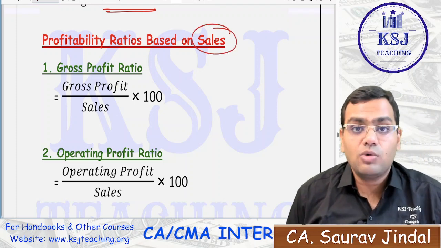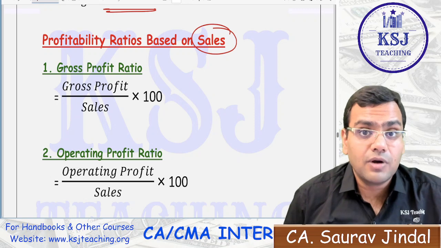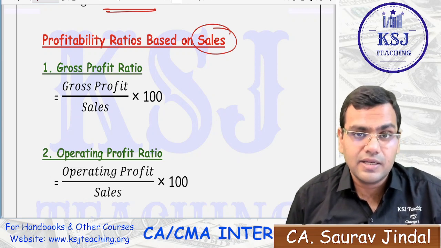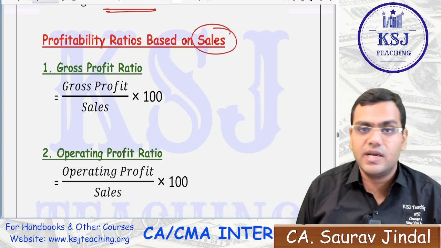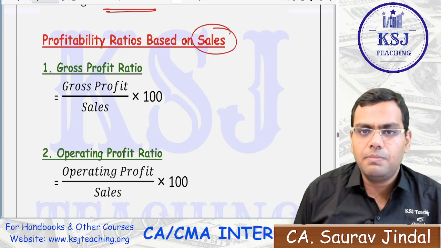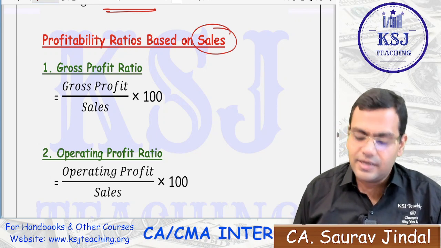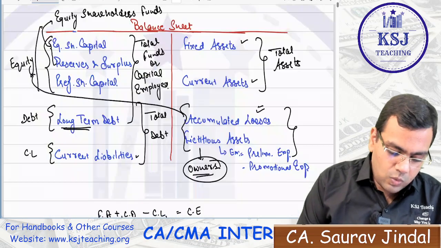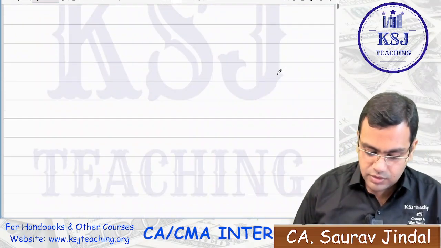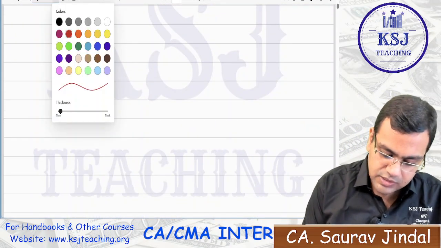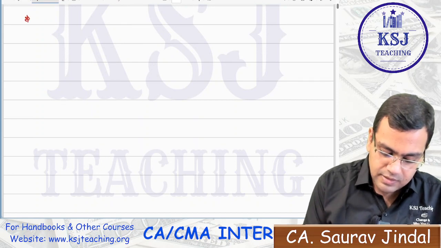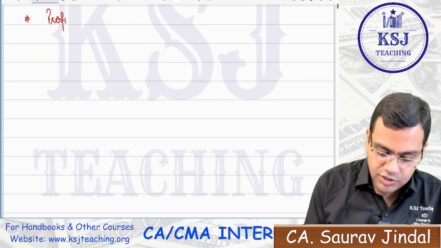Based on sales, that is, out of the sales that you have done, what are the profits that you are earning? Now, profits can be of various types. One is the GP ratio, one is the operating profit, and one is the net profit. What do you want to remember for these ratios? Let's see. For profitability ratios, what do you have to do?